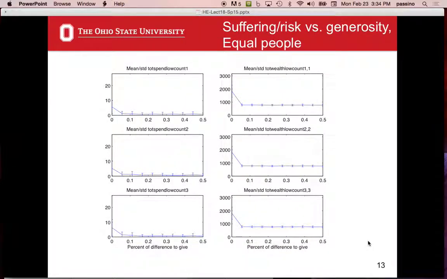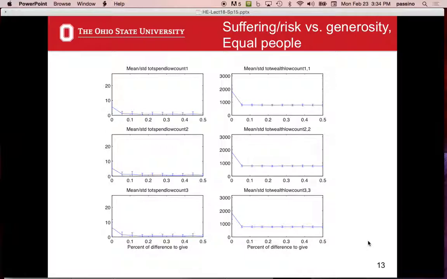Okay, now, this plot looks pretty boring, but this is the suffering risk plot versus generosity. So I've got generosity now on my horizontal axis. On my vertical axis, in my upper left-hand corner, I've got the mean and the standard deviation of the total spend locum. The total spend locum, if you remember, is the total number of times the person has spent below, I think it was 0.6, okay? It's a count of the number of times. And then on the right, it's the total wealth locum, which says, when am I going to be below, I forget what it was, $15 rather than $25. The number of times I'm below $15 over my whole lifetime.